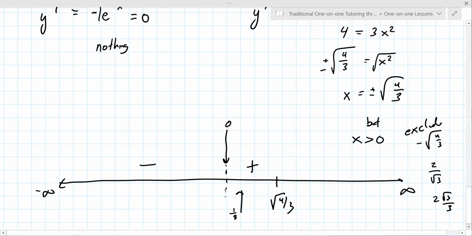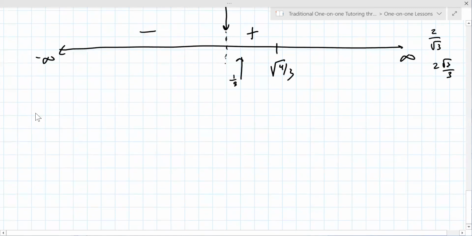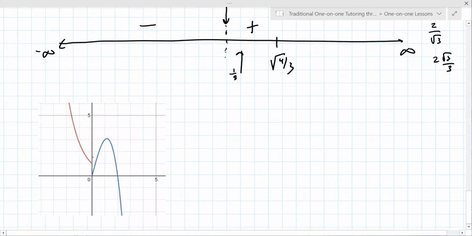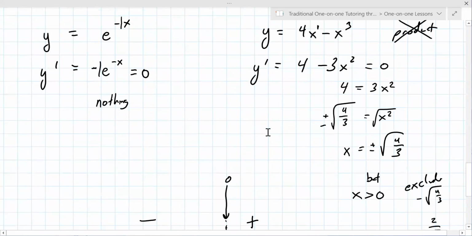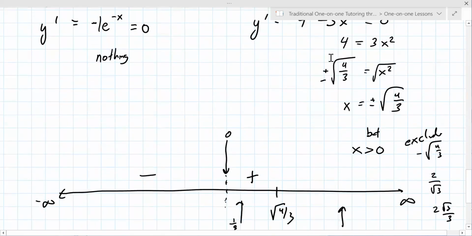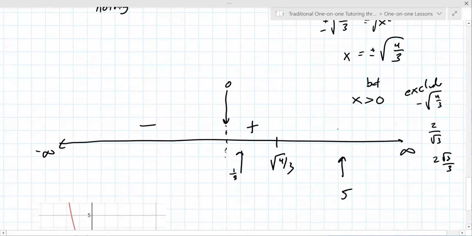All right, so here's what the graph looks like. And you can see they're not connected. This is decreasing, that's consistent with what we have here. And this little part is increasing. That's what we have here. And then since it's going down, if we were to test a point over here, like 5, something really far away to make sure, it's 4 minus 3 times 5 squared. It's clearly negative there. Okay. Is that clear?